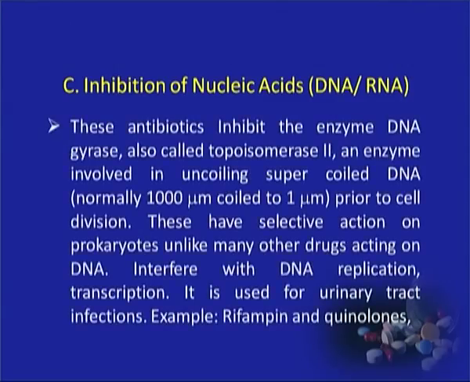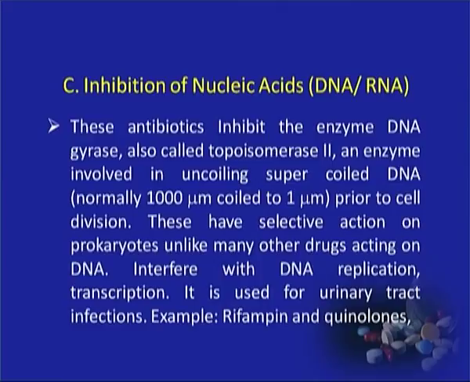The third category are those antibiotics which inhibit nucleic acids, DNA and RNA. These antibiotics inhibit the enzyme DNA gyrase, also called topoisomerase II. It is an enzyme involved in uncoiling supercoiled DNA, normally from a 1000 micrometer coil to 1 micrometer, prior to cell division. These have selective action on prokaryotes, unlike many other drugs acting on DNA.